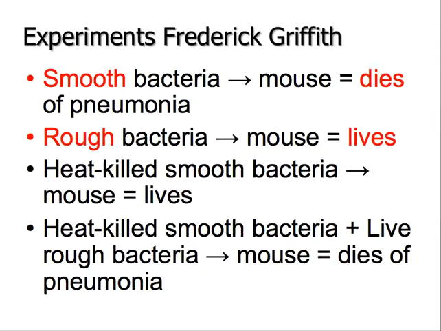So if we go on to explain it, with the smooth bacteria, the mouse will die. With the rough bacteria, the mouse will live. He takes the smooth bacteria, heat-kills it, or gets rid of the stuff that is deadly, and the mouse lives. Then he combines the heat-killed smooth and the rough, and the mouse dies again, because something is passed on from the heat-killed smooth to the living bacteria to produce the living smooth, which is deadly.